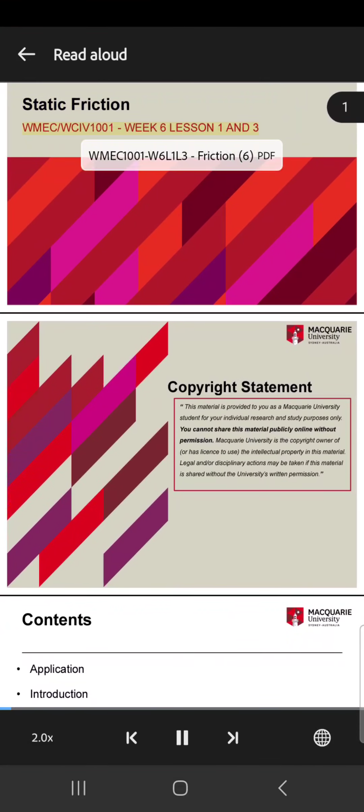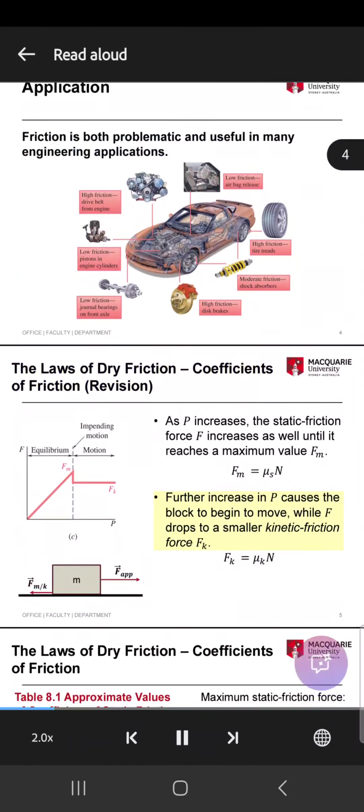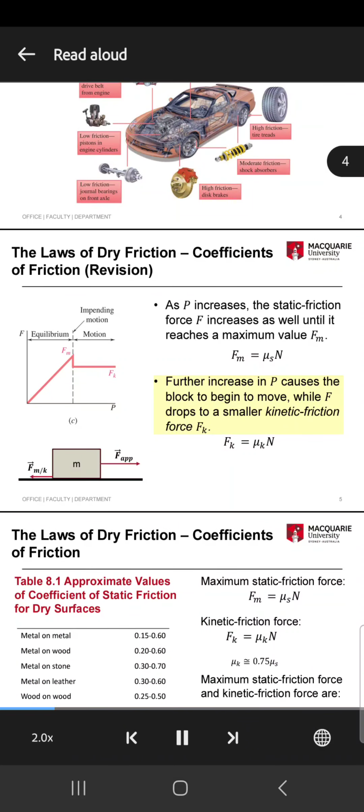Static friction. The laws of dry friction, coefficients of friction revision. Further increase in P causes the block to begin to move, while F drops to a smaller kinetic friction force.